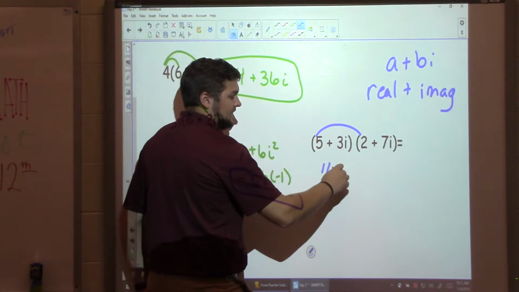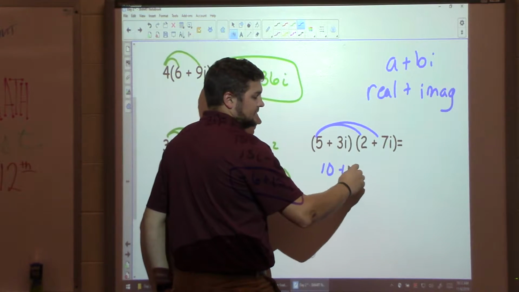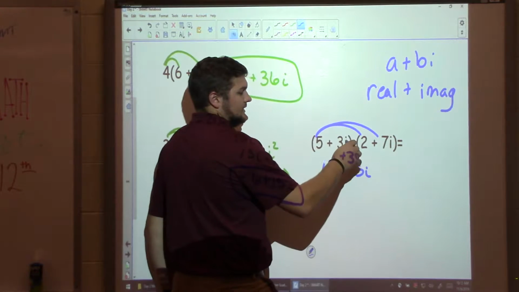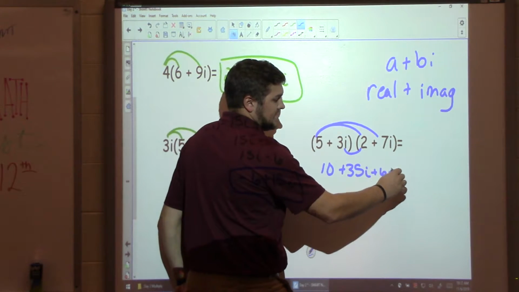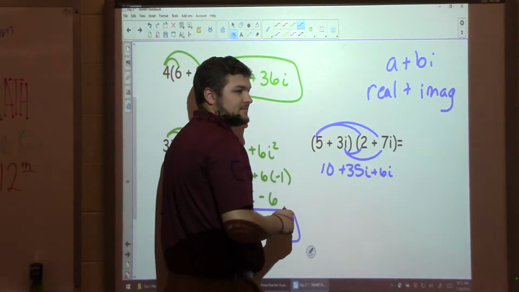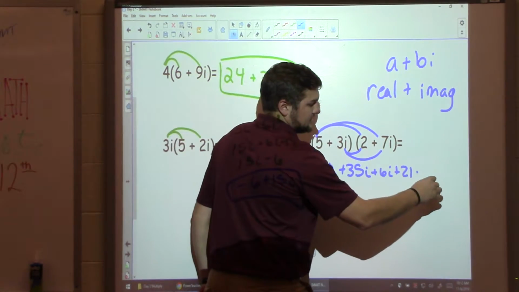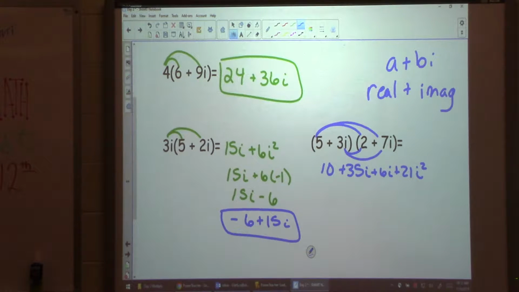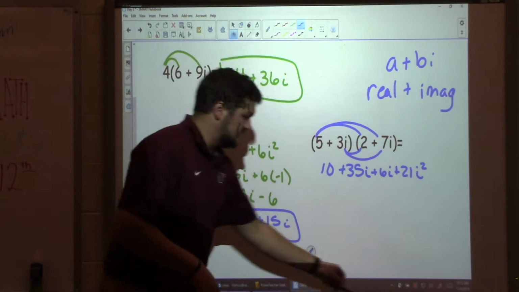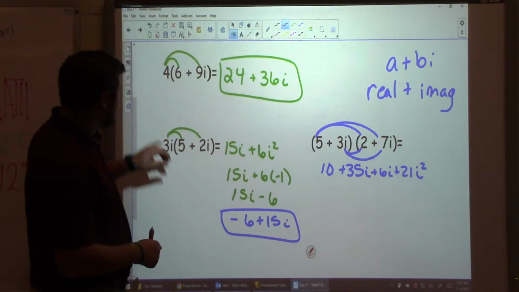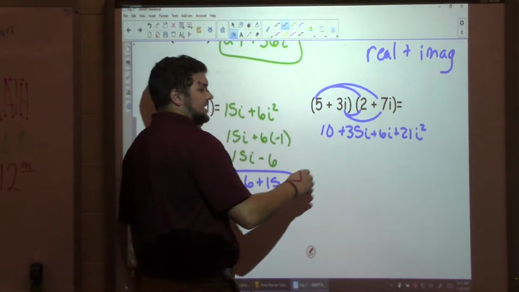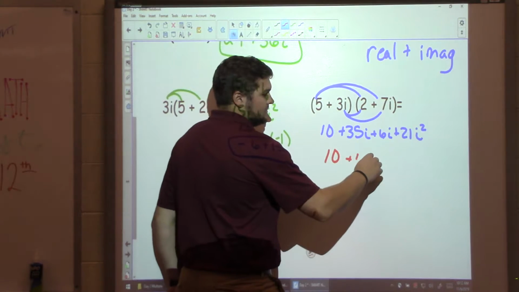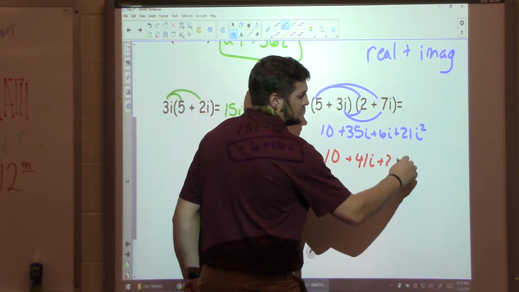5 times 2 is 10. 5 times 7i is plus 35i. 3i times 2 is plus 6i. 3i times 7i is plus 21i squared. Foil it out. Do the first numbers, the outside numbers, the inside numbers, and then the last numbers. What do you think I should do after that? Combine your like terms. So I have like terms 35i plus 6i. So 10 plus 41i plus 21i squared.